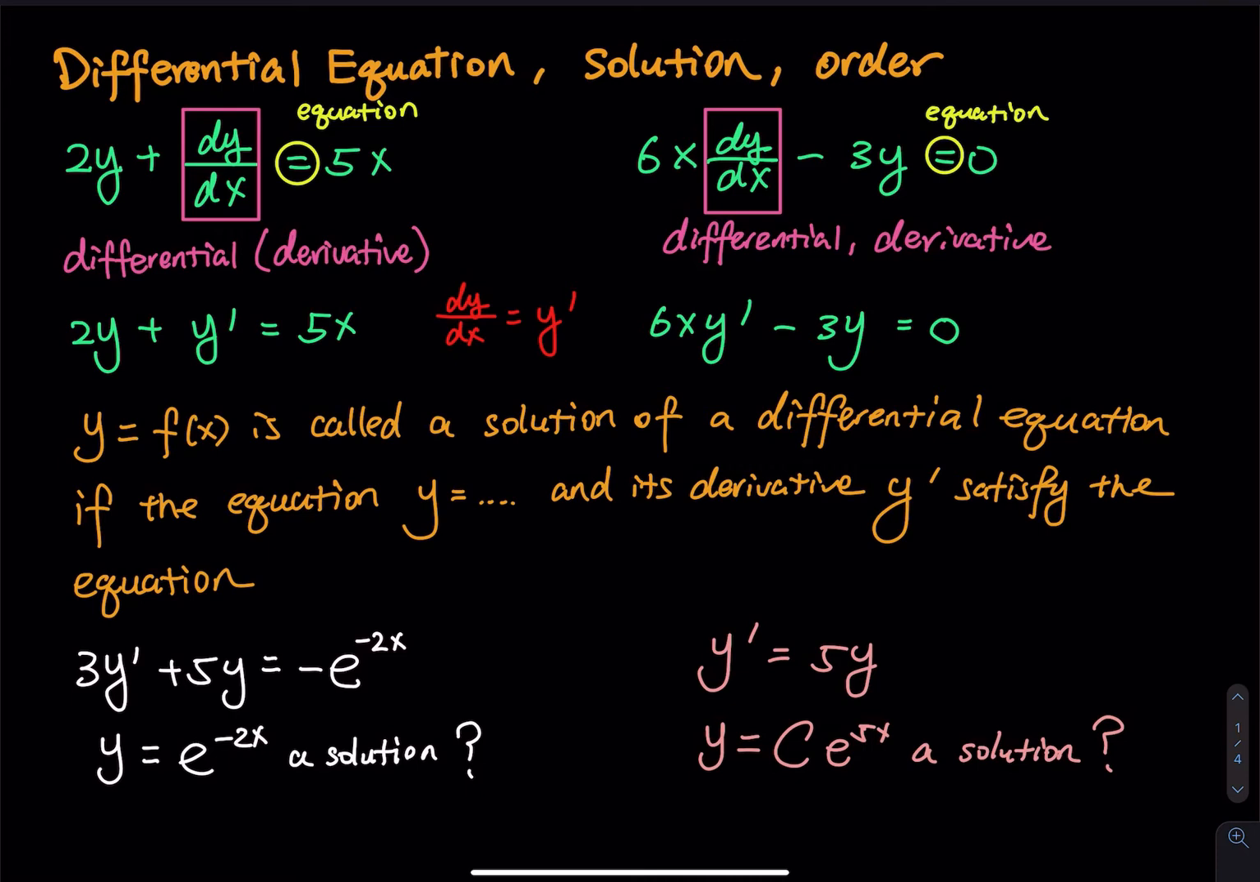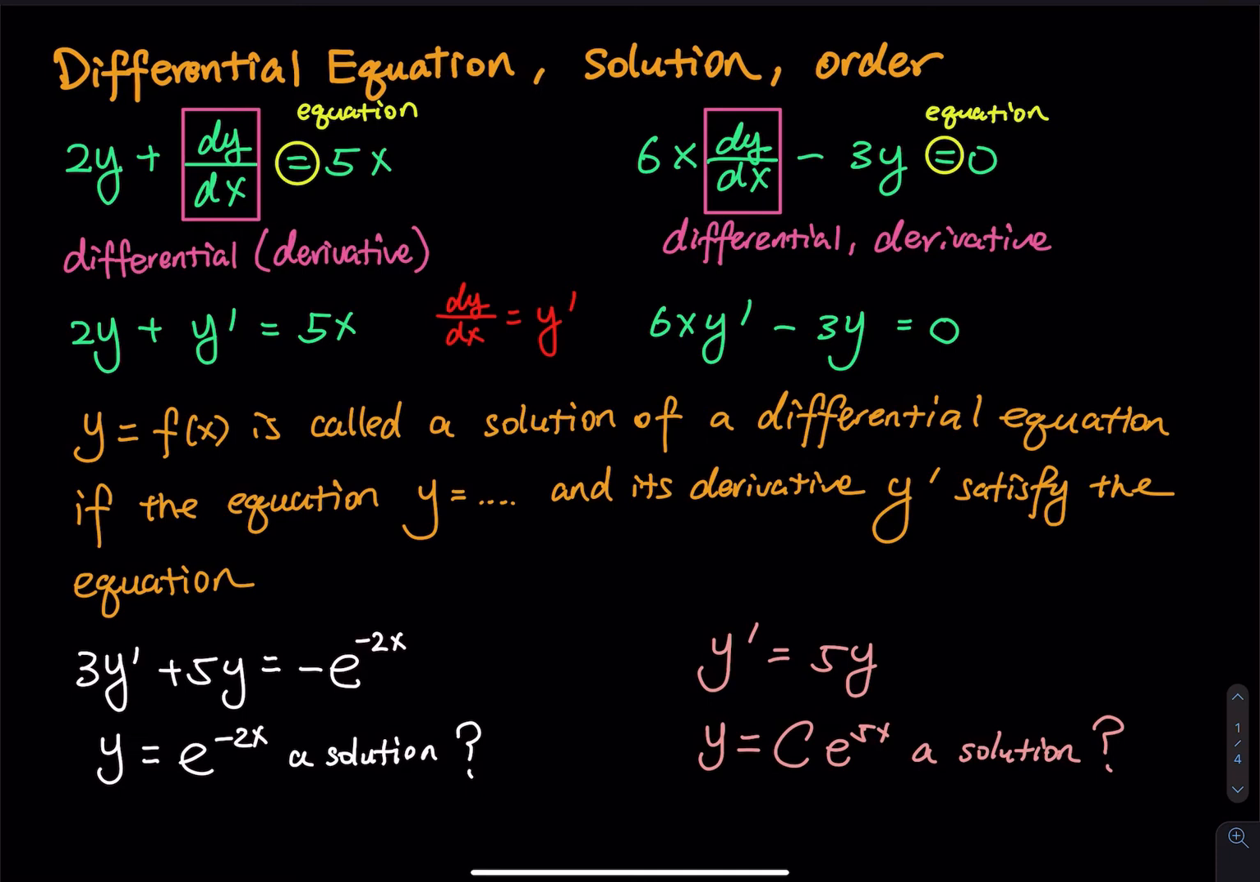So you can take a look at the next line. 2y plus y prime equals 5x, and 6x y prime minus 3y equals 0. So the dy/dx is actually equal to y prime. I don't really like using y prime because in the dy/dx, I can see that you are taking the derivative of y with respect to x. So when you write dy/dx, I can see that you are treating x as an independent variable. That's why I don't really like y prime.